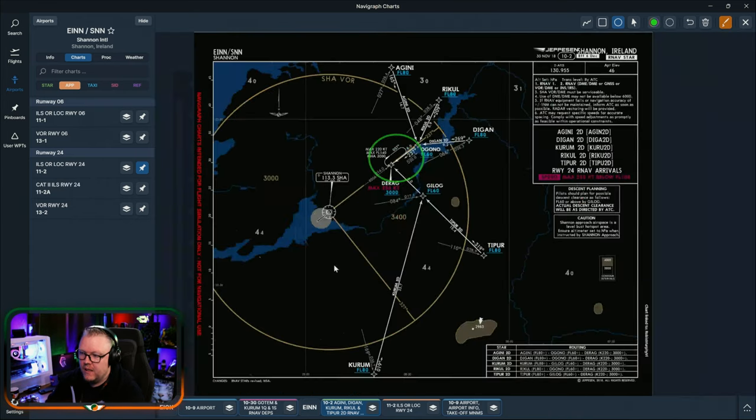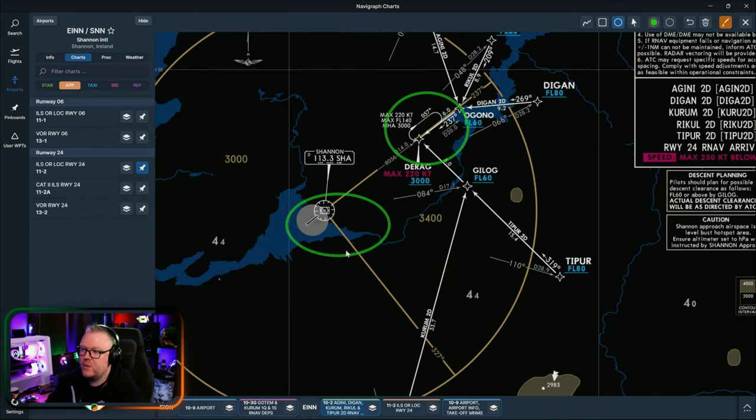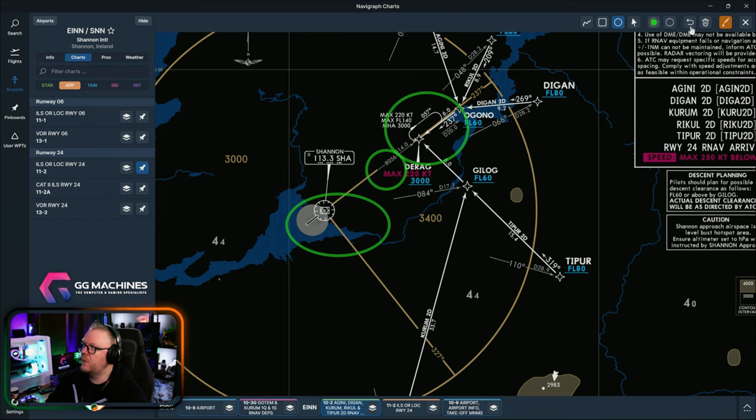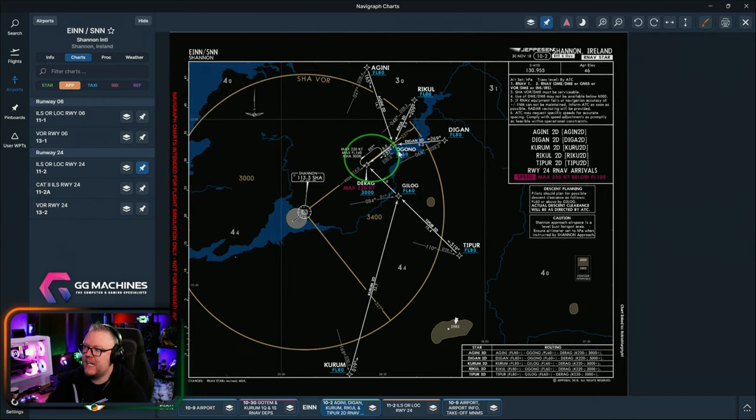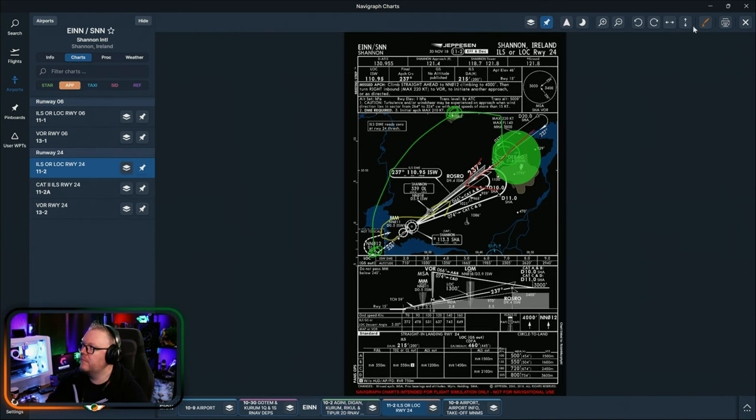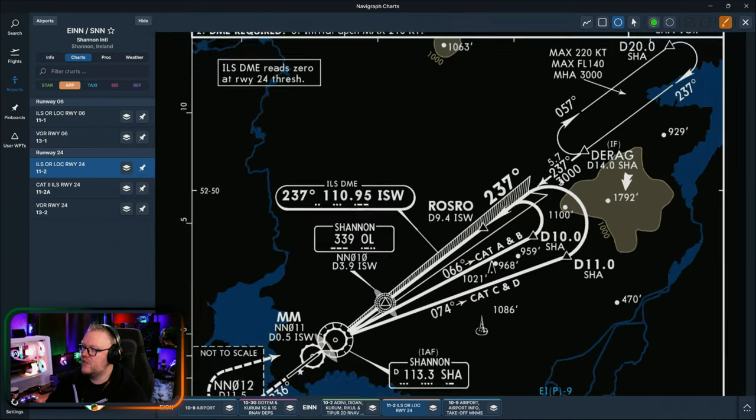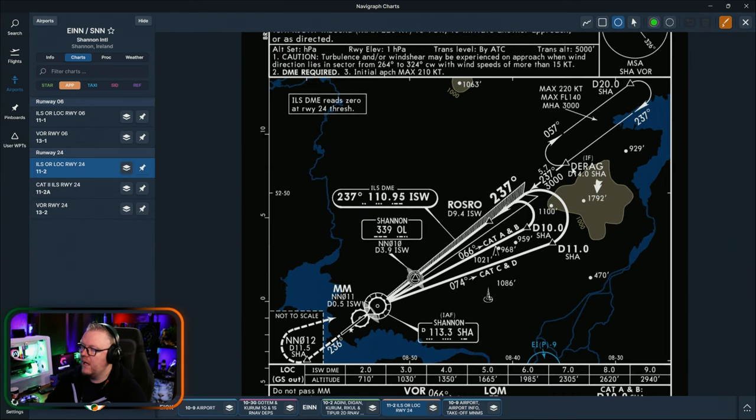Now, the transition is basically how do you get from your star to your approach? So this is a star, your arrival. Well, how do you get from your star to your ILS approach? Now you might say, well, Murph, what are you talking about? This one here is fairly straightforward. The star leads us directly to DRAG, and from DRAG we just turn left because we're going to capture the localizer in and around DRAG.